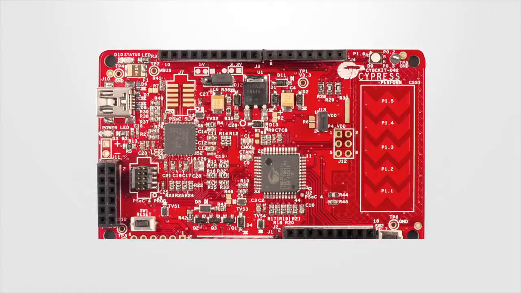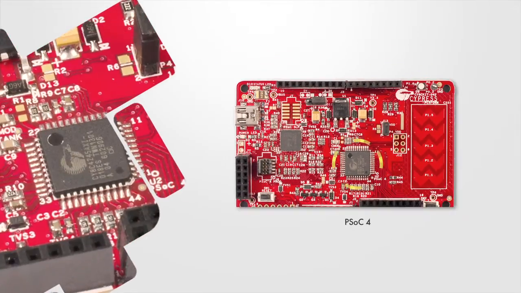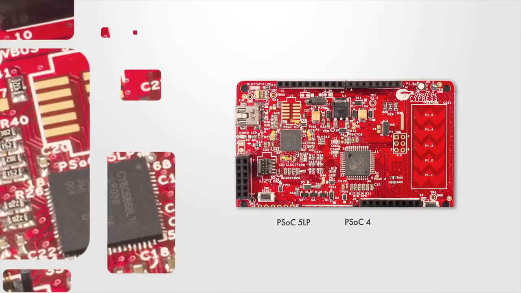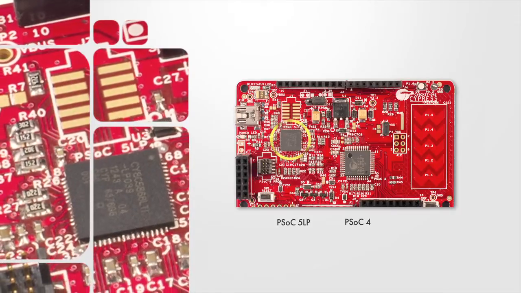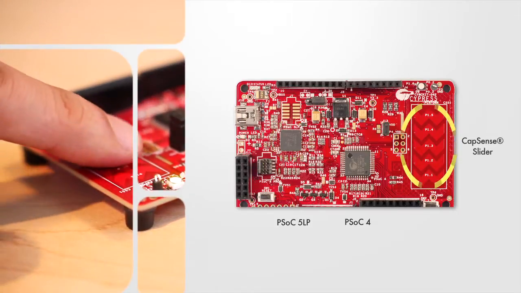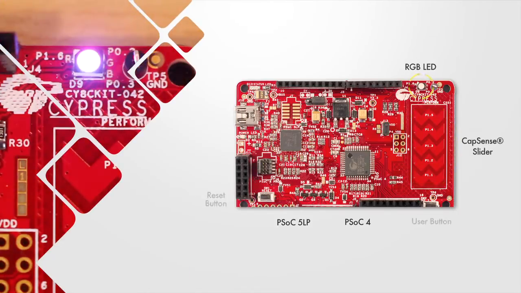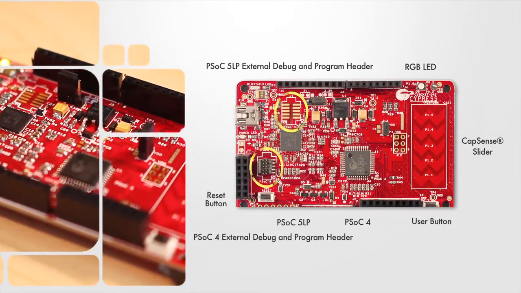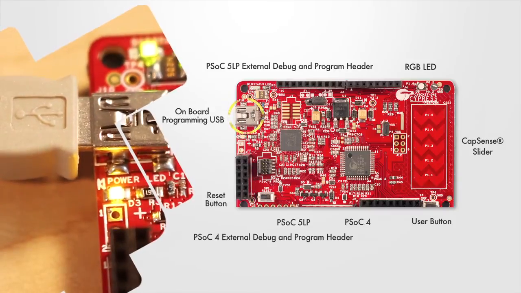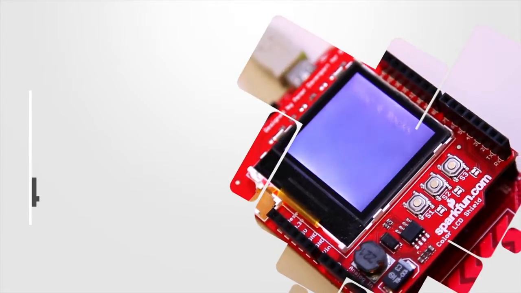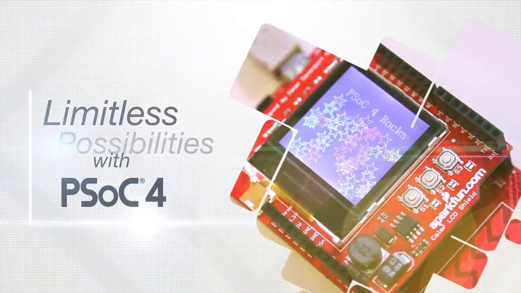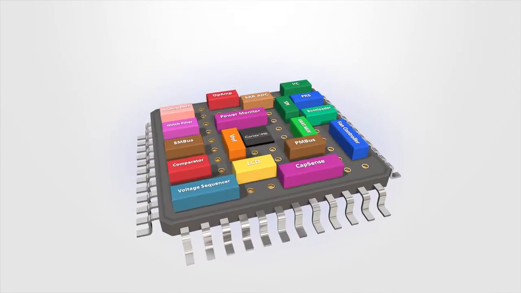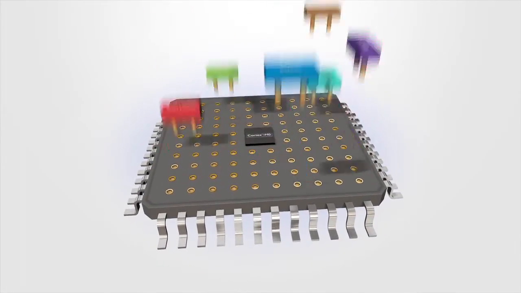The PSoC 4 Pioneer Kit features a PSoC 4200 target device, a PSoC 5 LP program and debug device, a capacitive slider, an RGB LED, push buttons, external programming headers for both PSoC devices, a USB port, and many more. The PSoC 4 Pioneer Kit truly enables you to explore new ways of solving your design challenges with the programmability, flexibility, and truly scalable platform the PSoC 4 architecture provides.